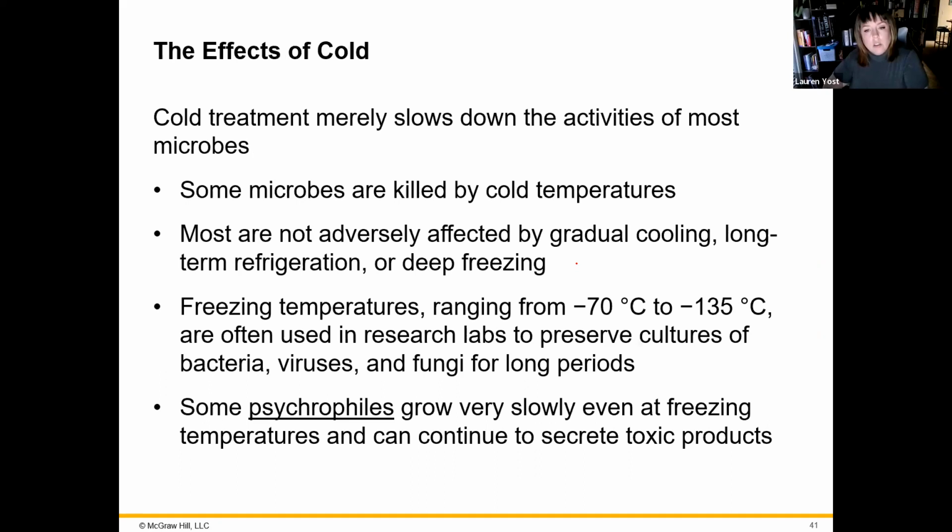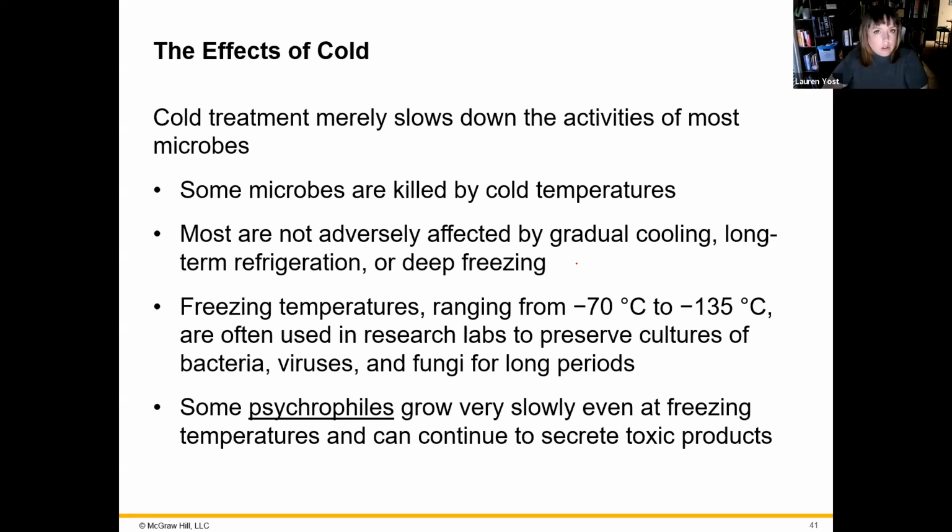All right, cold. Some microbes are killed by the cold, but very few of them are. Most are not killed by the cold. They're not adversely affected by cold at all. Long-term refrigeration, gradual cooling, deep freezing, not affected. So freezing temperature is not a good way to eliminate things, but you can stop the growth of certain things to preserve things if you don't want to eat it right away, for example.